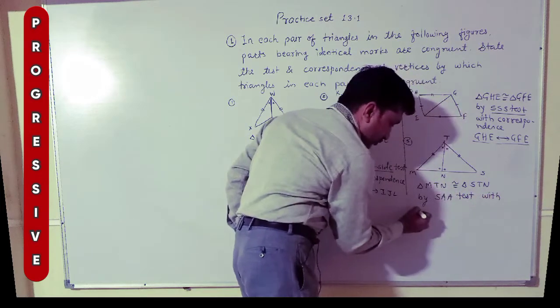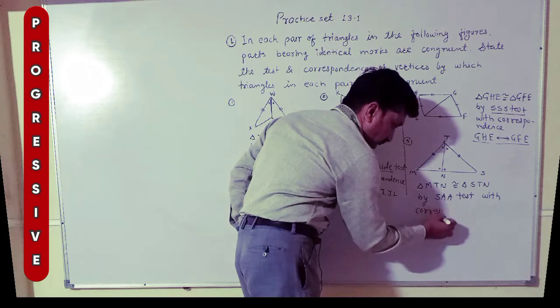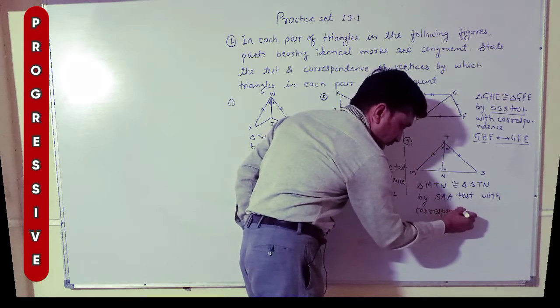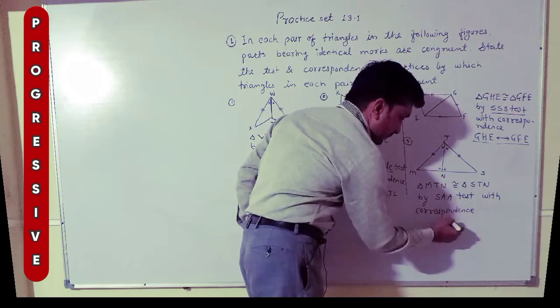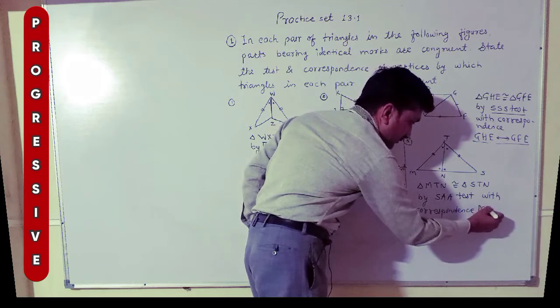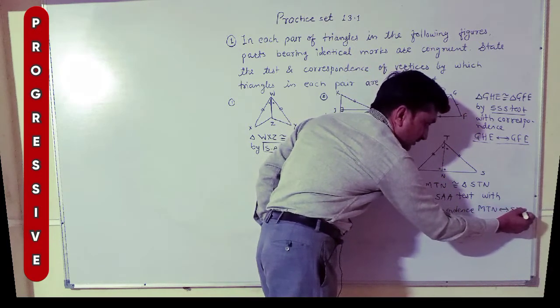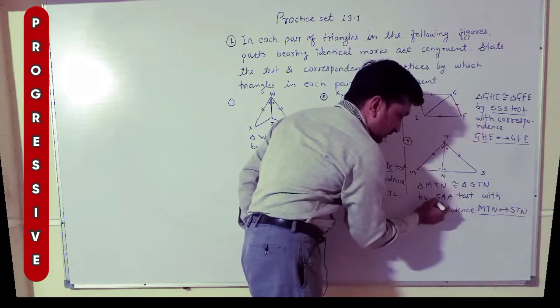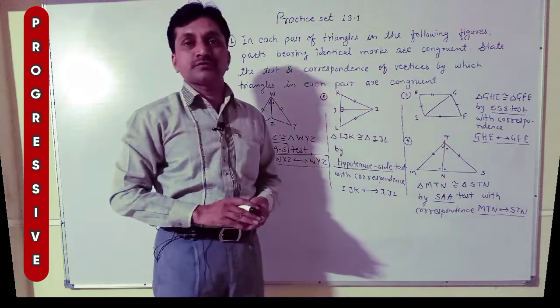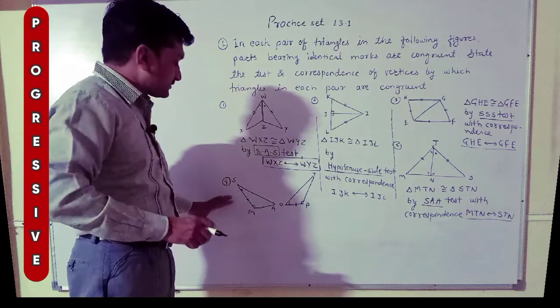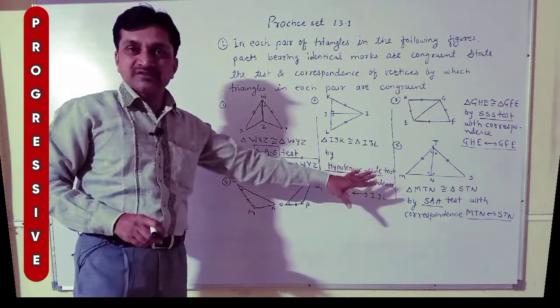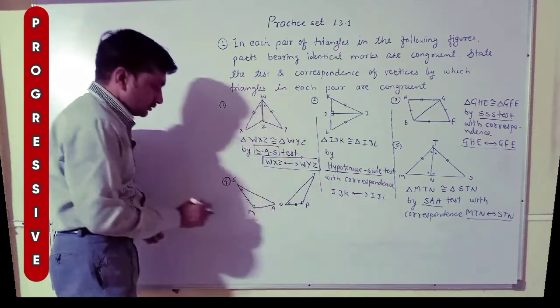With correspondence, MTN corresponds to STN. This is correspondence and this is the test. Now here let's see example number 4. Fifth I explained there, fourth is here.